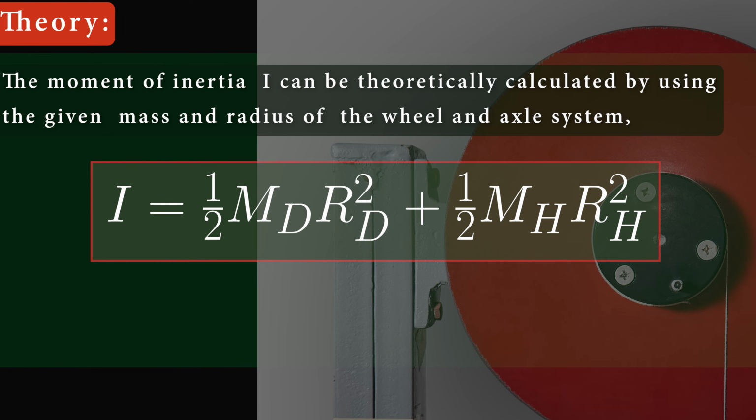The moment of inertia I can be theoretically calculated by using the given mass and radius of the wheel and axle system. I equals 1/2 md rd squared plus 1/2 mh rh squared, where md is the mass of the wheel, rd is the radius of the wheel, mh is the mass of the axle, and rh is the radius of the axle.